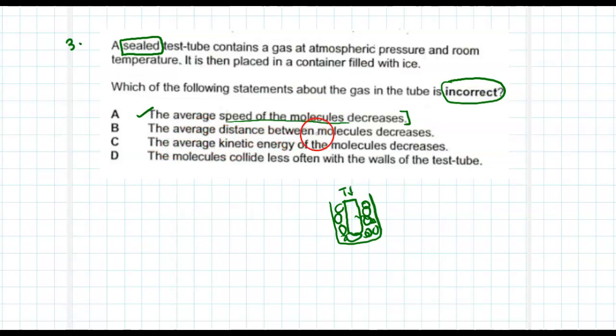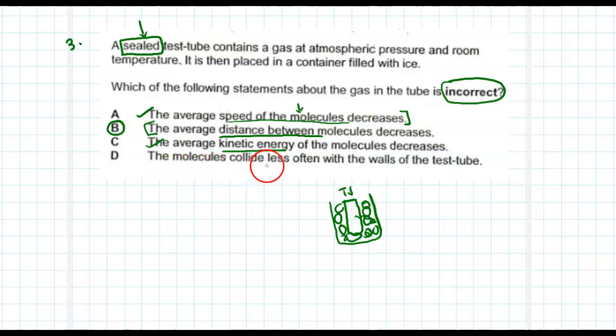The average distance between the molecules decreases. So this average distance will not increase or decrease if it is sealed. It will not increase or decrease unless we change the volume. So this is the incorrect option. And read the next. Average kinetic energy of the molecules decreases. Yes, speed decreases means automatically the kinetic energy of the molecules decreases. So this is the right option. It's not incorrect.